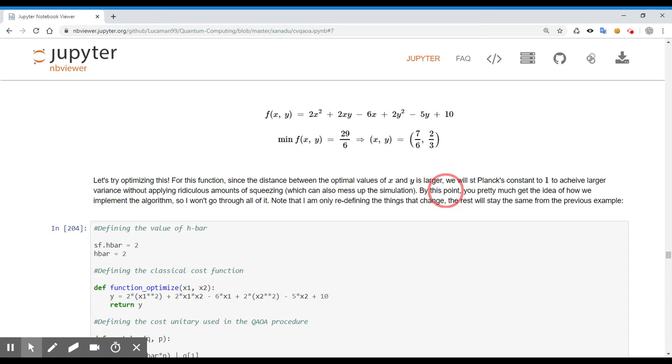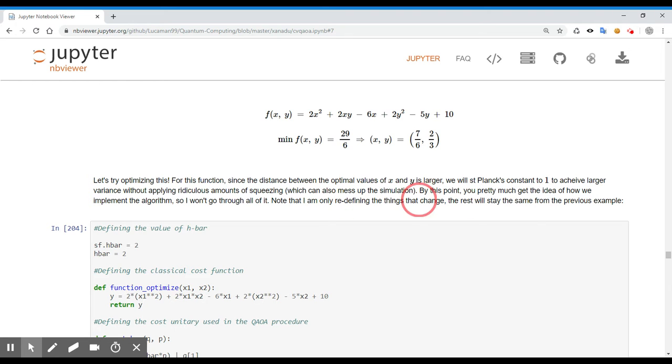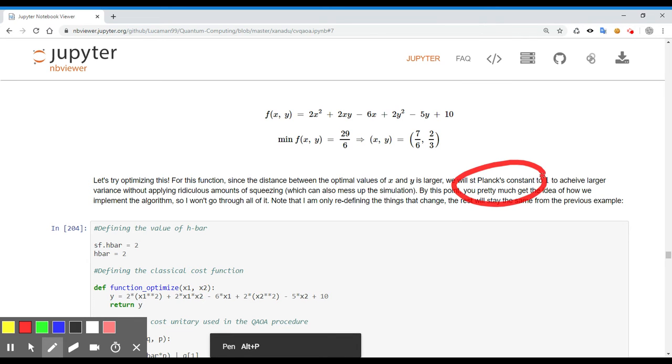By this point, you pretty much get the idea of how we implement this algorithm, so I won't go through all of it. Note that I'm only redefining the things that change, the rest will stay the same as the previous example. Okay, so Planck's constant here.